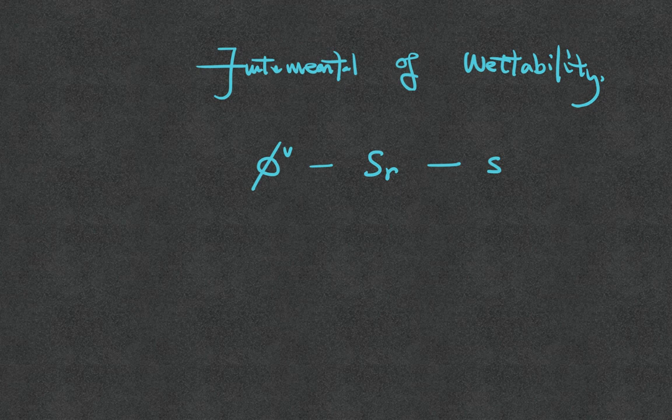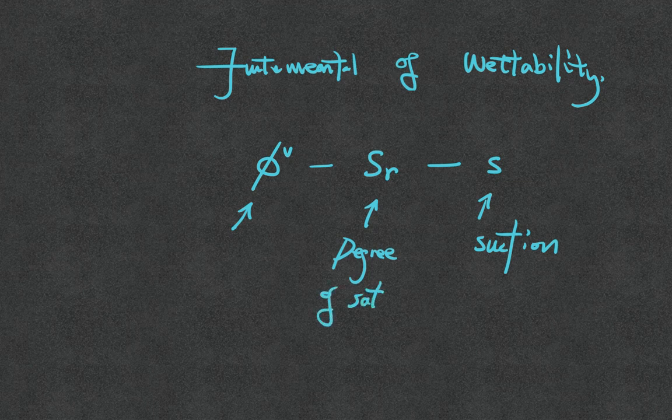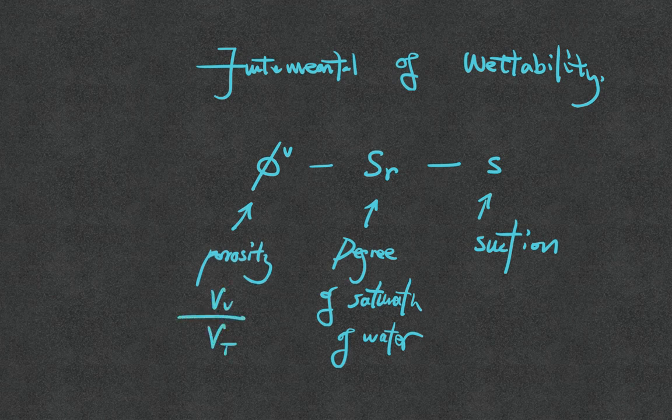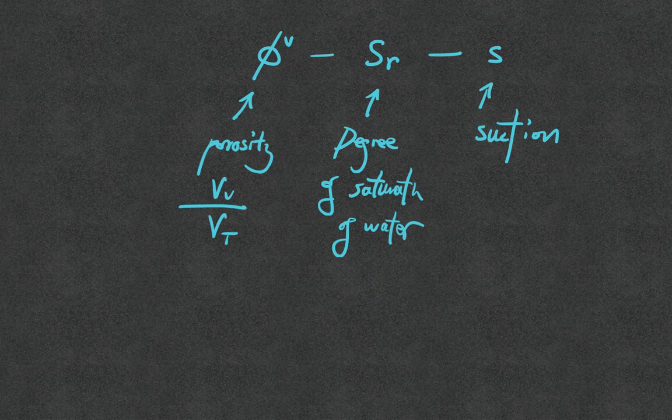You can imagine that if you have more voids, you can easily contain more water, but you also need a different amount of suction to make the material fully saturated. So again, this is suction. This is the degree of saturation of water. And the last one is just the porosity. Again, we developed this at VT, from your undergrad. How do these three things relate?